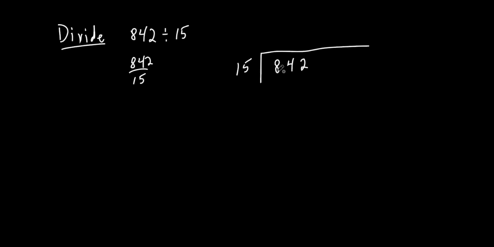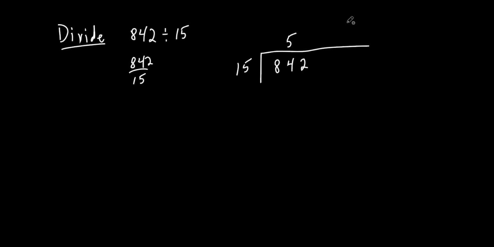So 15 divides into 84. Any idea? What's 15 times 2? 30. 15 times 3? 45. Okay, times 4, 60. Times 5, 75. Times 6, 90. Which one are we going to use then? 5, okay? So we're going to put the 5 right there.